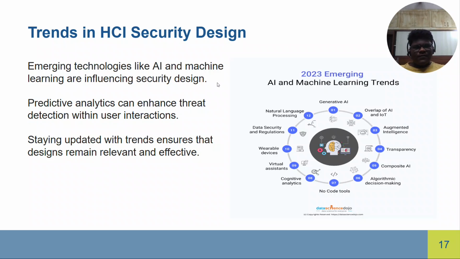Here are some of the emerging AI and machine learning tools with which we can improve the security in HCI, which are generative AI, overlap of AI and IoT, augmented intelligence, transparency, composite AI, algorithm decision making, no code tools, cognitive analytics, virtual assistants, wearable devices, data security and regulations, and NLP, which is natural language processing.